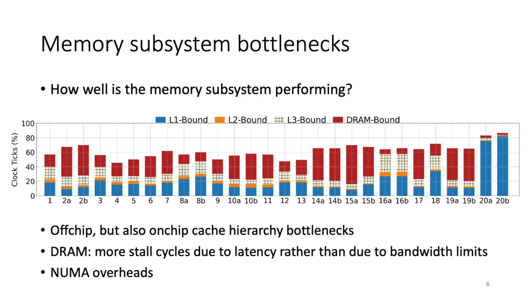For DRAM-bound queries, we found more stall cycles due to memory latency rather than approaching bandwidth limits on this platform. So techniques such as software prefetching could perhaps help to reduce that. For a number of queries, we also saw a high percentage of NUMA memory accesses. NUMA is non-uniform memory access, and this happens when the memory on the other socket is accessed. The latency shoots up by more than 50% for NUMA accesses, and the bandwidth is also less. So NUMA-aware data placement and scheduling could help with that.